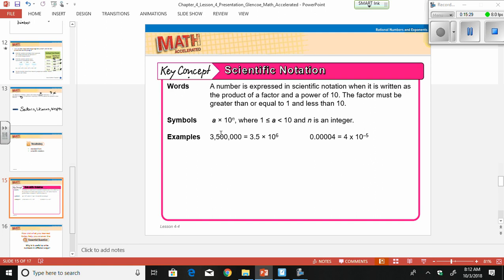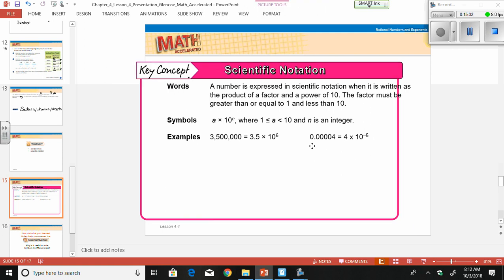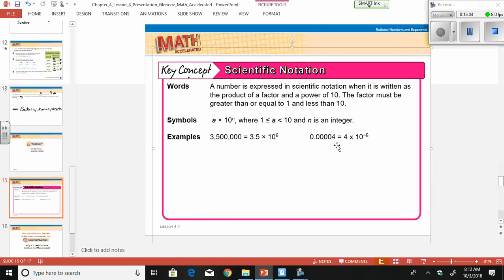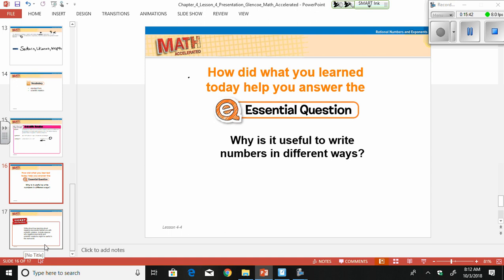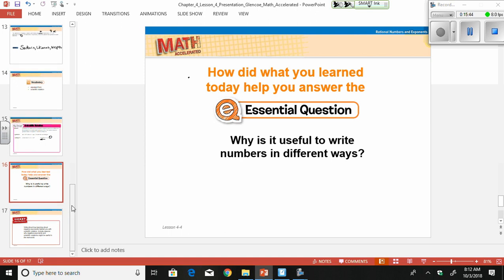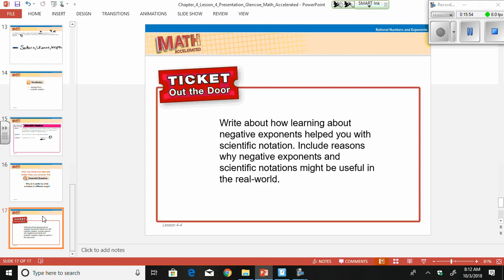And if we have to move to the left to get back to our standard notation, our expanded form, that means we're going to have a negative exponent there. So why is it useful to write numbers in different ways? It makes it quicker to get everything written down, especially if you're doing a scientific paper or giving out a scientific answer. It is a shorthand version. So write about how learning about negative exponents helped you with scientific notation. Include reasons why negative exponents and scientific notation might be useful in the real world.